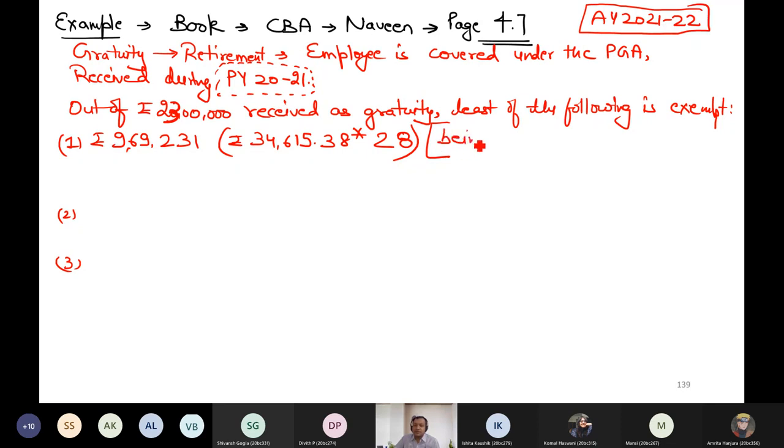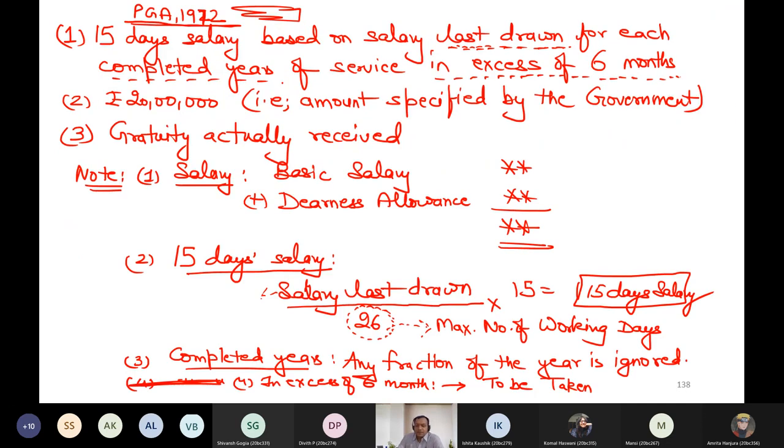So you write here a complete sentence, being 15 days salary computed, etc., etc. Whatever is the theory, you have to write it. You cannot simply write the figure. You have to explain what exactly this figure represents. So that same thing which I have written in the previous slide, this first point, you have to write that. That's it.